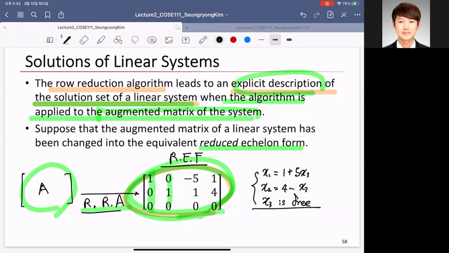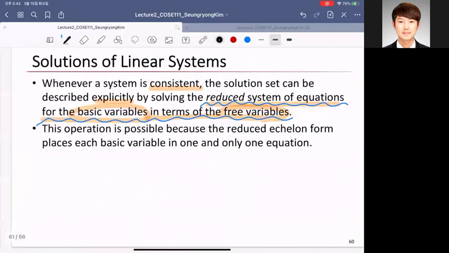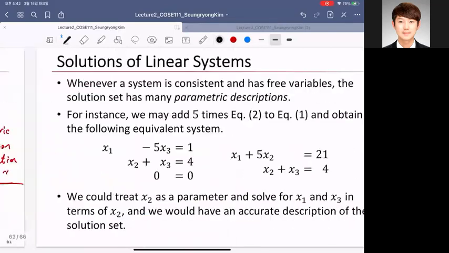Okay? Okay, so any questions so far? One question was there from a student. So that is the reason why we transform the original matrix to the REF form. Right. That's why. Any other question? Okay. Other question? None, right?